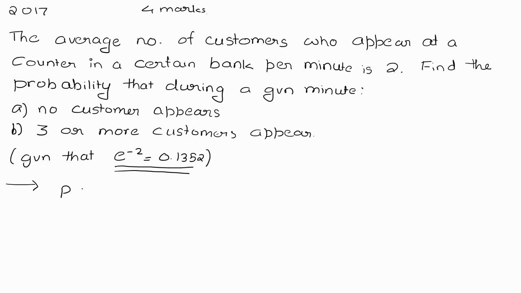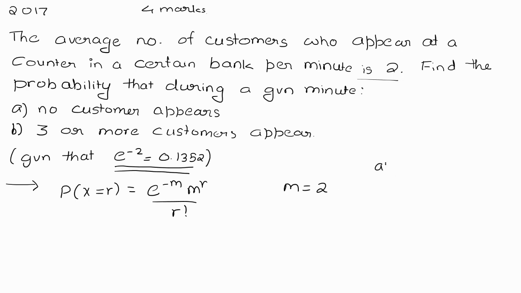Okay, so I know that I need to use this formula. Probability of x equals r is e raised to minus m, m raised to r upon r factorial. Now I just need to identify these m values and the r values. m is the mean. Okay, and it is also stated that the average number of customers who appear at a counter in a bank per minute is 2. That means this is the average, that is m equals 2 per minute. Find the probability that during a given minute no customer appears.